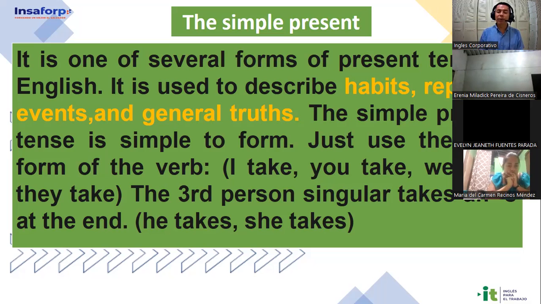Entonces, ¿cómo describimos eso? Esa rutina se describe con el presente simple. And it's easy. Look, we have subject and verb, right? We say, I take, you take, we take, they take. Y cuando es una tercera persona, le vamos a agregar una S al verbo. En lugar de decir he take, vamos a decir he takes. En lugar de decir she take, vamos a decir she takes, right? Good. This is the introduction, right?